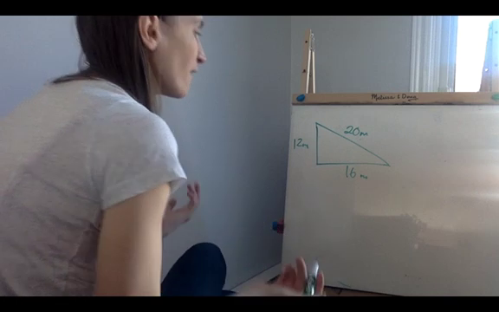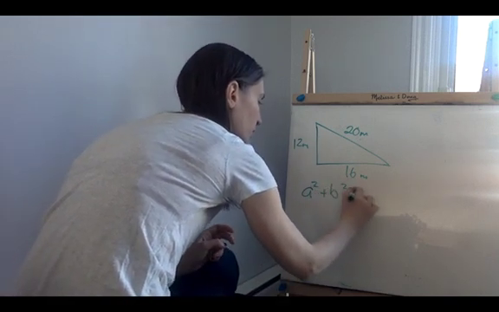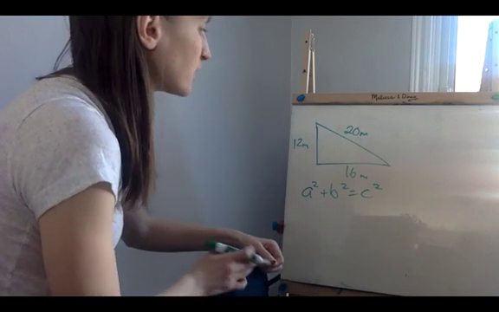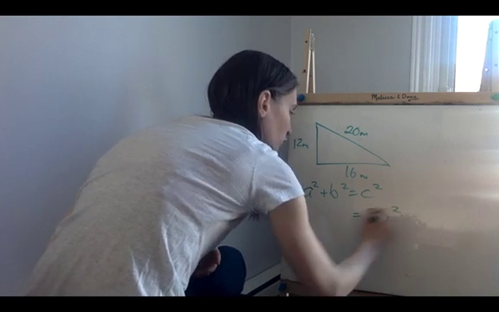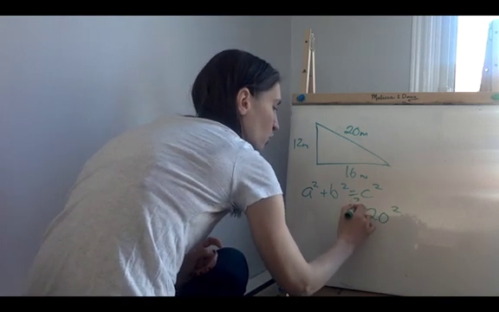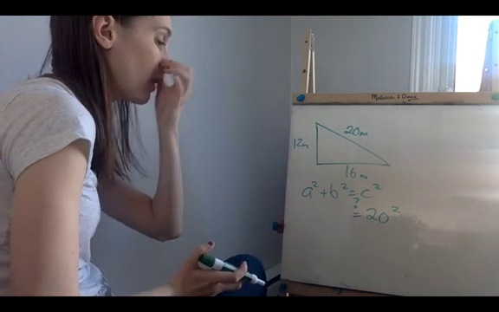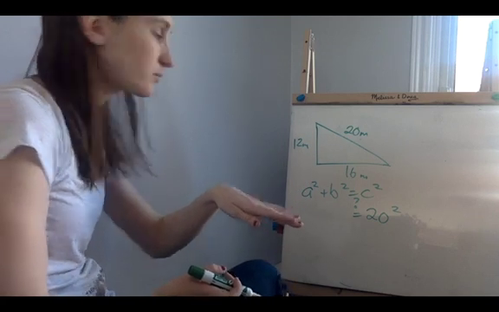Check: if this were a right triangle, then it would have to fit a squared plus b squared equals c squared. And if this were a right triangle, the c value would have to be the longest side, so we do the 20 squared. We're questioning, is one side going to equal the other? If it does, then it's a right triangle. If it doesn't, then it's not, okay?